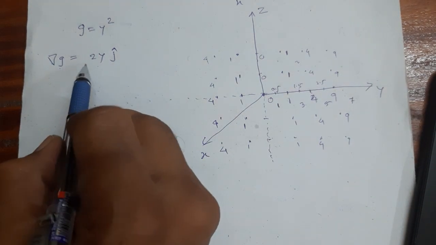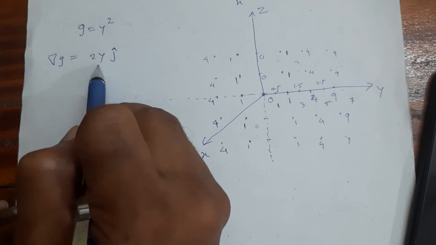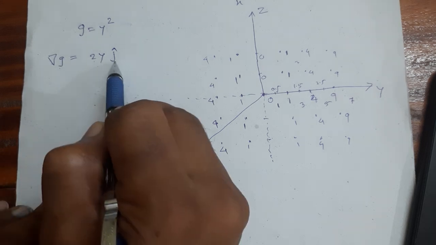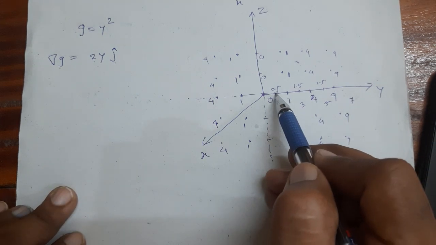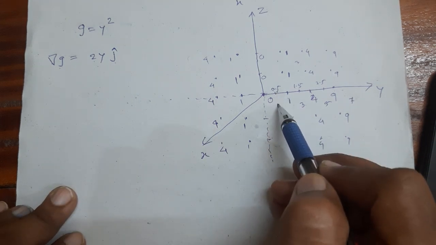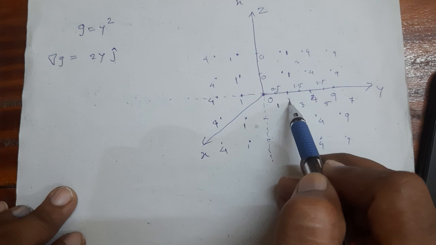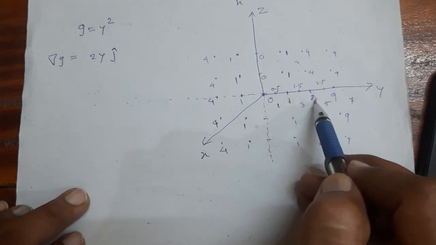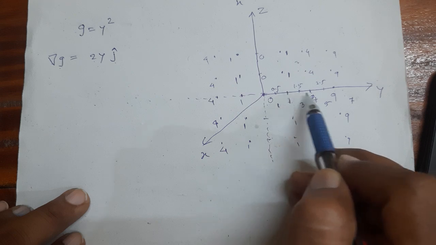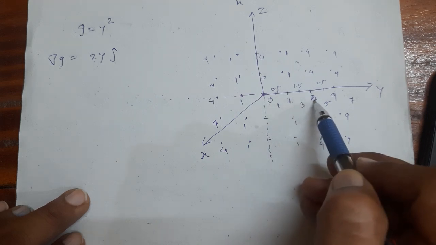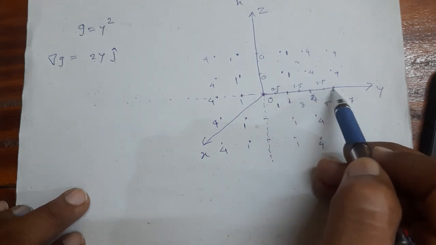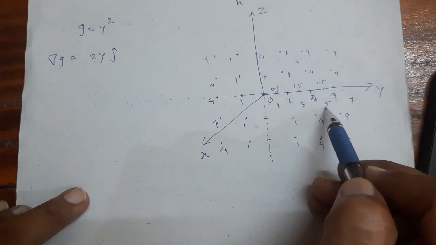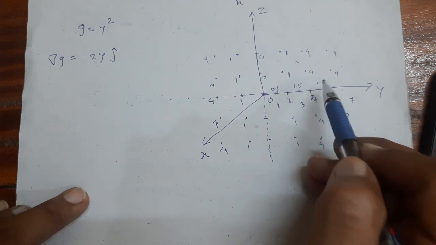Now what does it indicate? Here you will realize that the gradient of g is 2y j cap. Now you see here, if the average value of y is 0.5, then it is 1. The change is at a rate of 1 per unit change in y. Here it is a change of 3 per unit change in y. That means y changes from 1 to 2, but the functional value changes from 1 to 4. Here y changes from 2 to 3 by 1, the functional value changes from 4 to 9, that is by 5, that is 2 times 2.5.